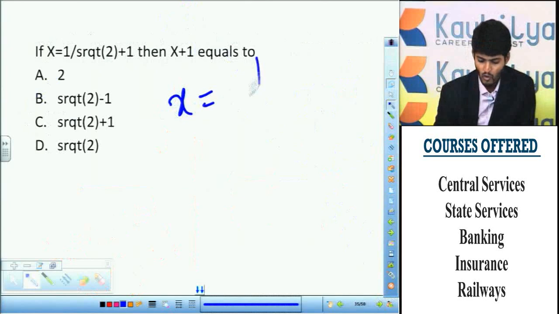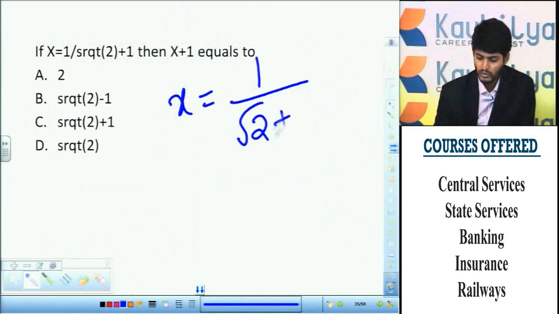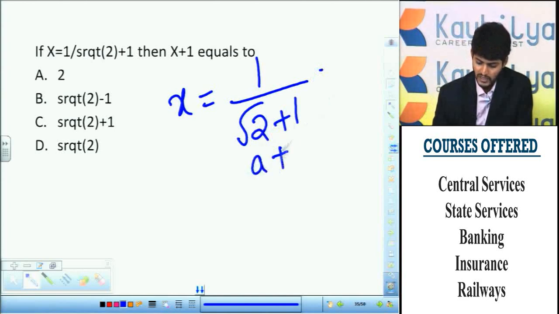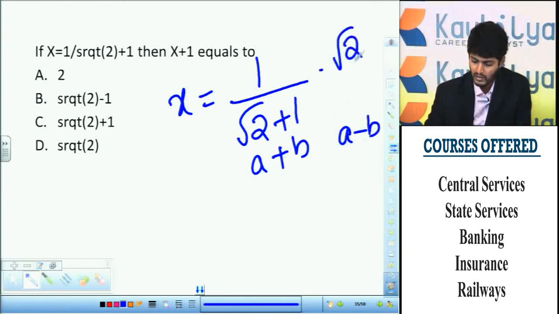Here x is given as 1 by root 2 plus 1. So you might be aware, whenever surds are given in this format, we tend to rationalize the surd. So what do you mean by rationalization? Rationalization means converting the given irrational number to a rational number. So the given number is of the form a plus b. If you want to convert an irrational number like this to a rational number, basically you square it, so that the irrational part has to go. So for an a plus b, the corresponding factor would be a minus b, so that you can get a square minus b square.